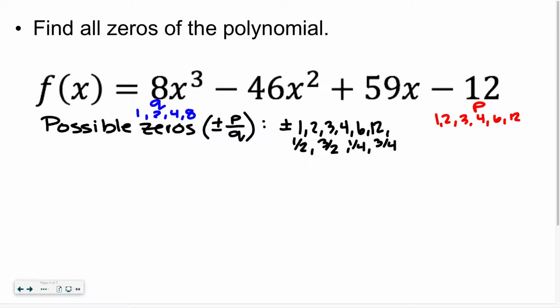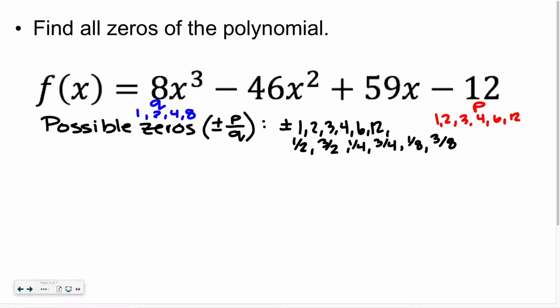And then I take all of these and I put them over 8. So we'll also have 1/8 and 3/8. 2/8, 4/8, 6/8, 12/8, those are already on the list. So I don't need to rewrite them.